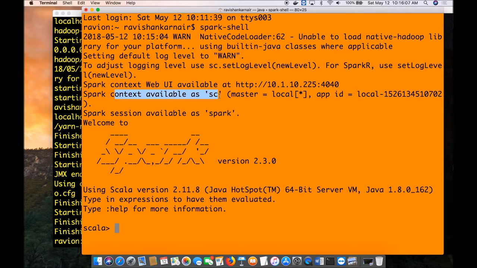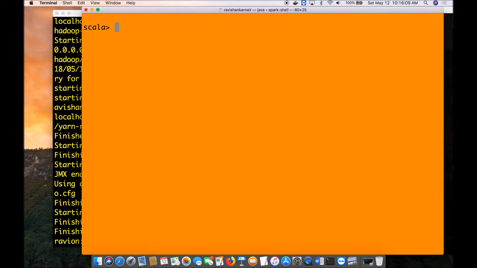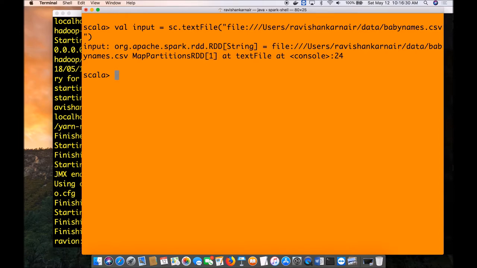And now I am going to paste. Okay. And I finish off that. So I am creating a text file now. SC dot text file. Which is the babynames.csv. Alright, so what I am going to do is, I am going to now press enter and look for any errors. And look at that.